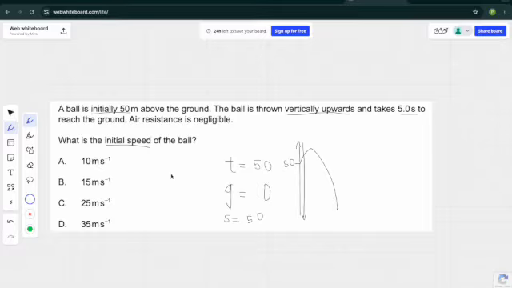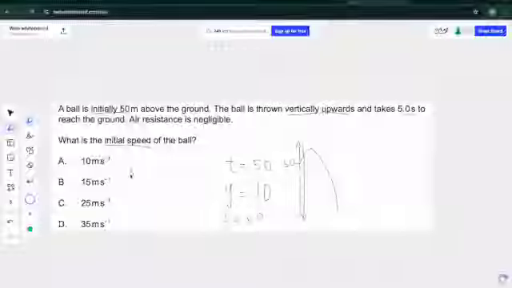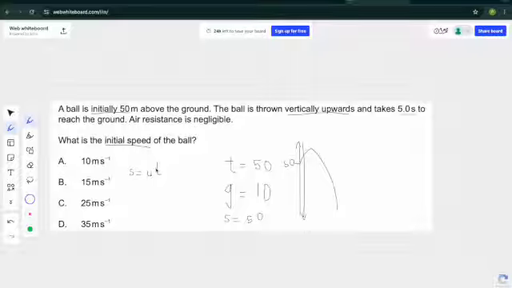Okay, so let's think what equation we need to use. We have s, we have g, so that's a, and we have t. So we can write s equals ut plus half a t squared. Sorry, it should say t is 5.0. I forgot a decimal point there.